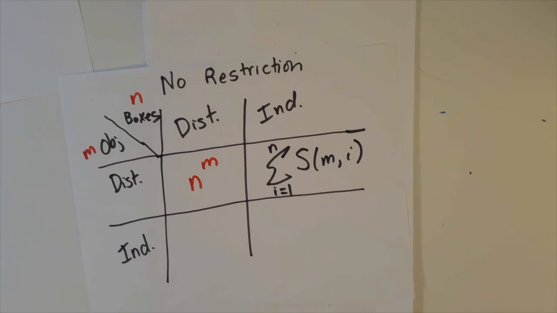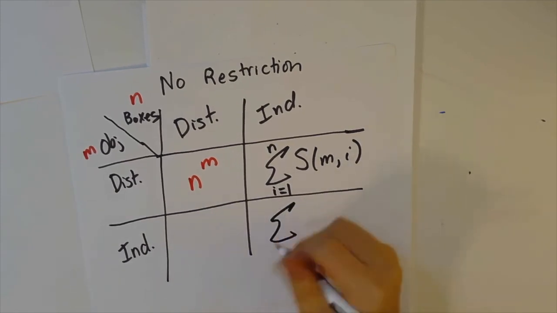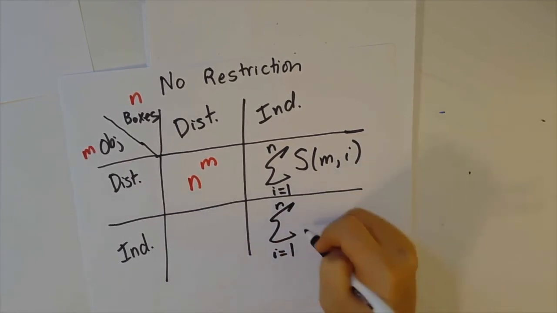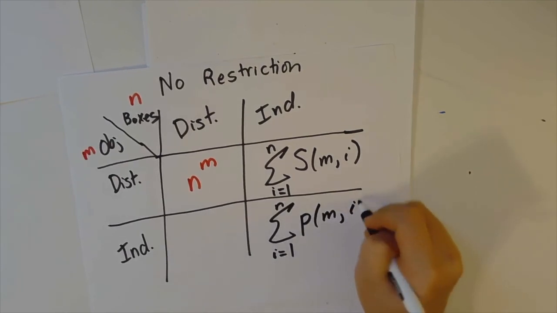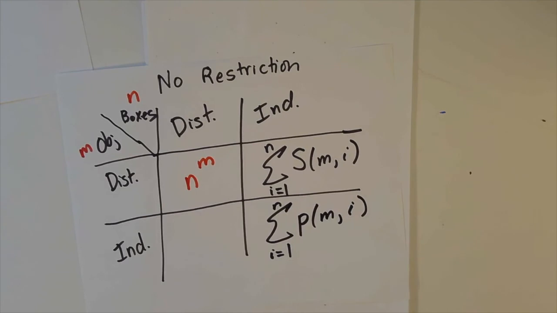For very similar reasons, if I look at this slot, now I'm talking about indistinguishable objects, and so I should now be looking at the number of partitions, instead of into exactly n parts, into up to n parts. So this cell in the table will end up being the sum as i goes from 1 to n of p of m,i. Namely, that's the number of partitions into one part plus the number of partitions into two parts, etc. So again, using one box, using two boxes, using three boxes, and so on down the line.